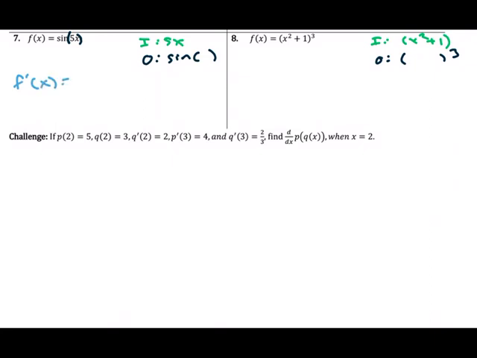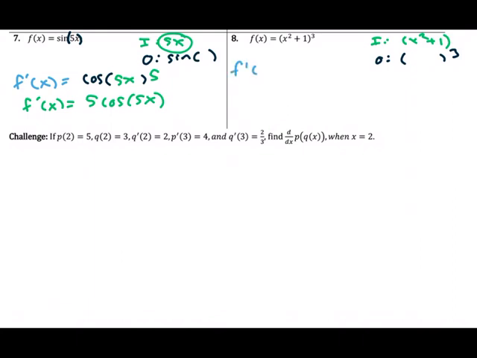F prime of x here is going to equal the outside function. The derivative of the outside function is cosine of what was already inside, and we're going to multiply that by the derivative of what was inside, which is 5. And I like to rewrite this so that my scalar is in front. So I'm going to rewrite this as 5 times cosine of 5x.